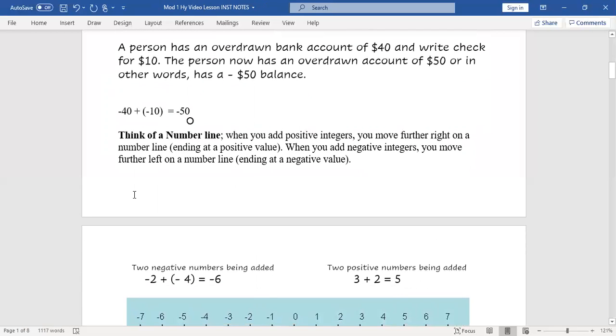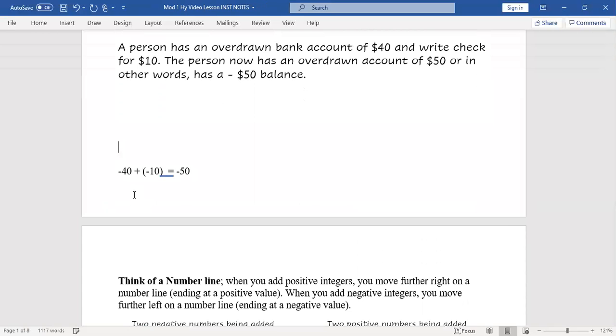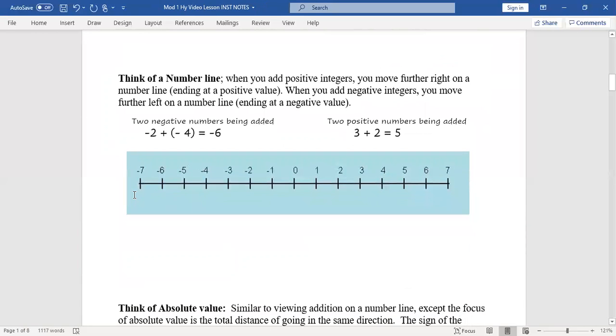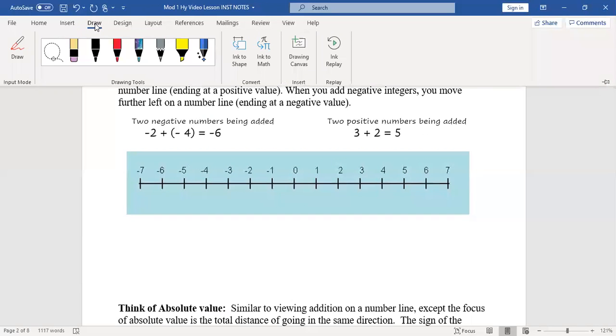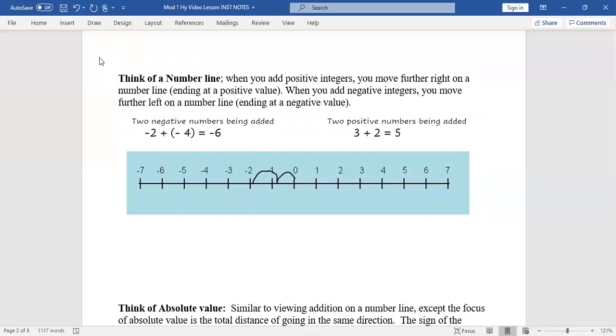Another way to look at adding integers is with a number line. On the number line, positive numbers go to the right, negative numbers go to the left. So if I start at 0, and if I add negative 2, I'm going 2 units to the left. But then if I'm adding a negative 4 to that negative 2, that means I'm going 4 more units to the left, which makes me end up at negative 6.